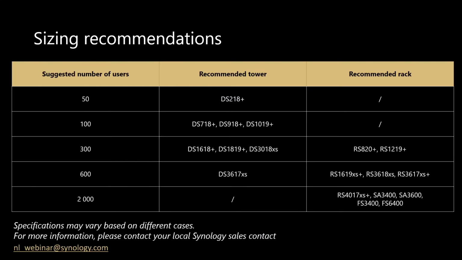How to find the correct NAS for your needs? It mostly depends on the number of users, and you can see recommendations on this slide. For example, in our Synology office, we are only 40, so DS218 Plus would be enough. However, if you have 300 employees, you can opt for DS1819 Plus, or for example, the rack mount model RackStation RS820 Plus. For more information, you can contact Synology directly so that you select the right Synology hardware adapted for your needs, and I will give all the details at the end of this webinar.